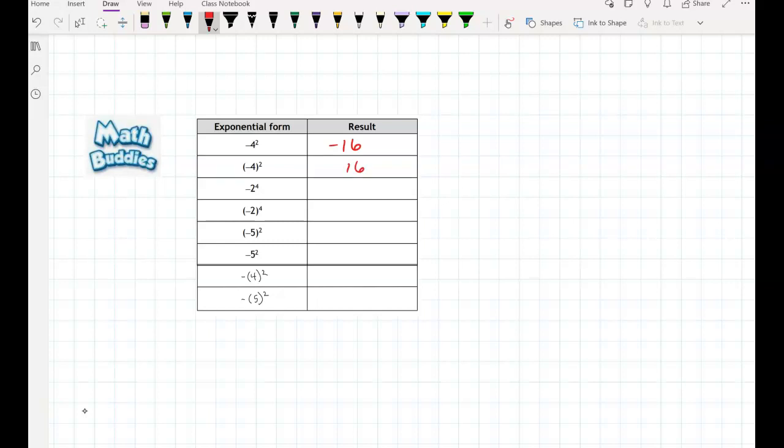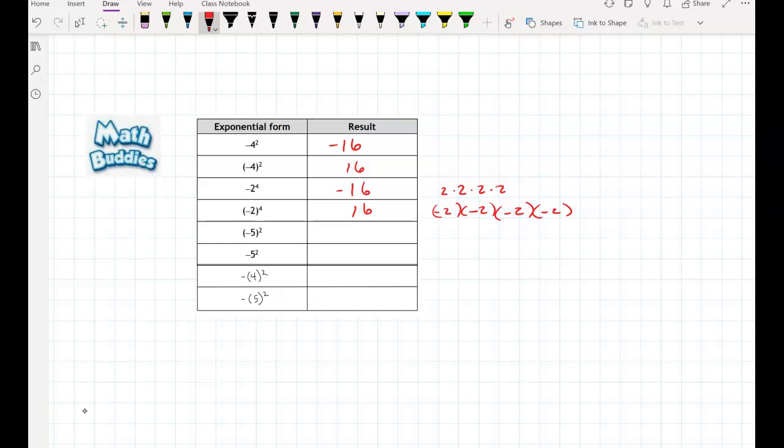Here we have the opposite of 2 to the fourth power. And 2 to the fourth power is 2 times 2 times 2 times 2. 2 times 2 is 4, times 2 is 8, times 2 is 16. But this is saying the opposite of 2 to the fourth power. So that's the opposite of 16. This one is negative 2 to the fourth power. So remember, that's negative 2 times negative 2 times negative 2 times negative 2. All those negatives, that's going to be a positive because there are 4 negative integers.